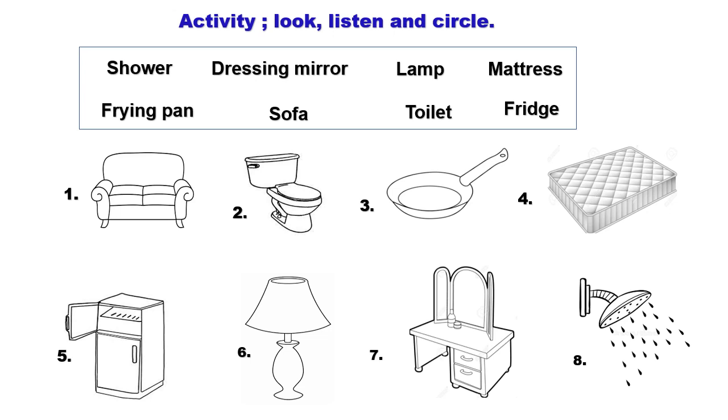Dressing mirror. Have you finished? Good. Next, lamp. Lamp. Have you finished? Good. Next, mattress. Mattress. Have you finished? Good. Next, frying pan. Frying pan. Have you finished? Good. Next, sofa. Sofa.